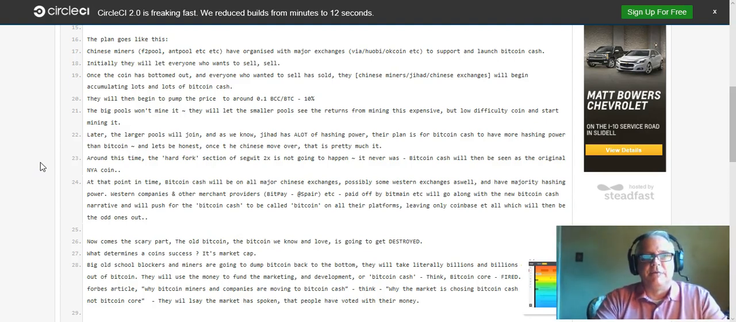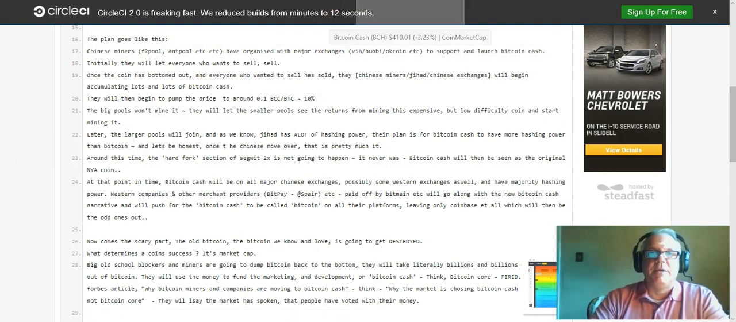Chinese miners have organized with major exchanges to support and launch Bitcoin Cash. Initially, they will let everyone who wants to sell, sell. And if you remember, before Bitcoin Cash launched, they were handing them out like candy. I mean, there were many places you could go and get Bitcoin Cash. It says, once the coin is bottomed out and everyone who wanted to sell is sold, they will begin accumulating lots and lots of Bitcoin Cash. They will then begin to pump the price to around 0.1 BCC to BTC, which is about 10%.